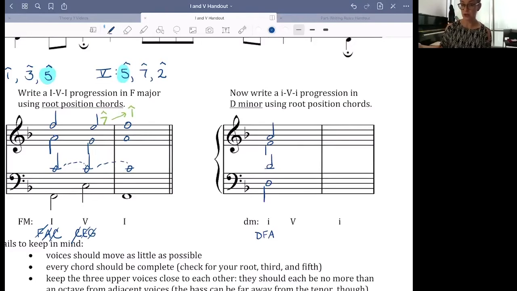Now what I would like you to do is go ahead and work out the rest of the progression. So you're going to move this tonic triad to the dominant, and then move the dominant back to tonic. There is one issue, seems minor, but is actually a big, big deal, with the minor progressions that I need you to be aware of.